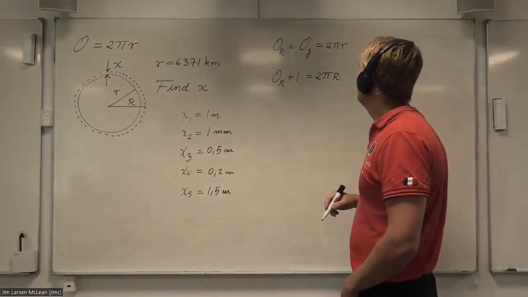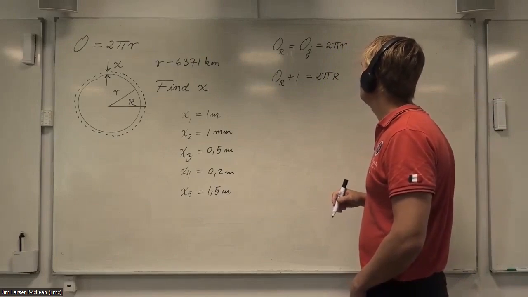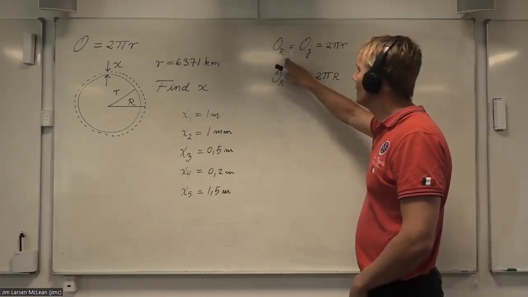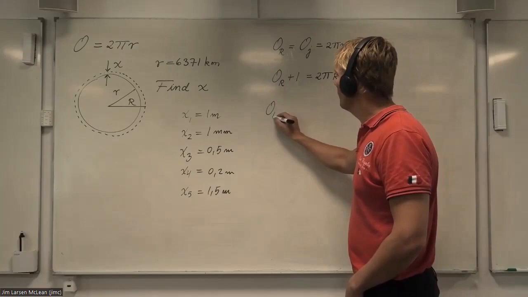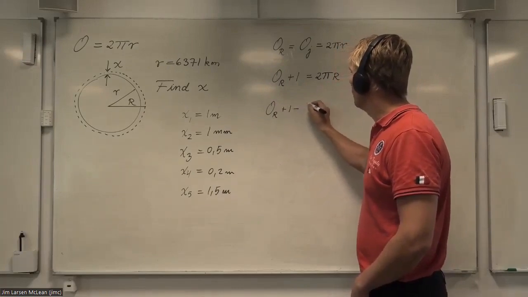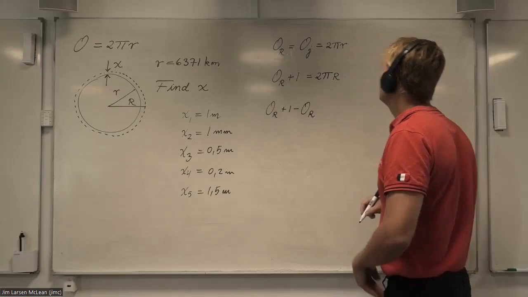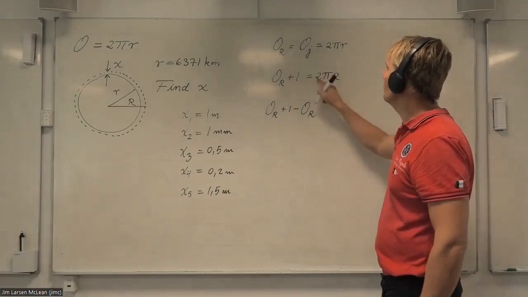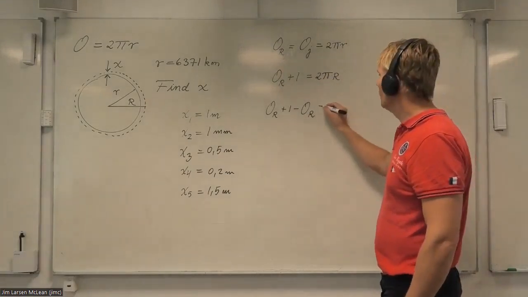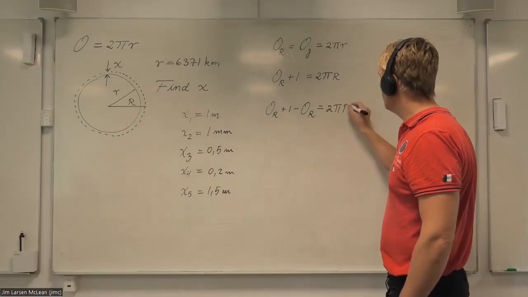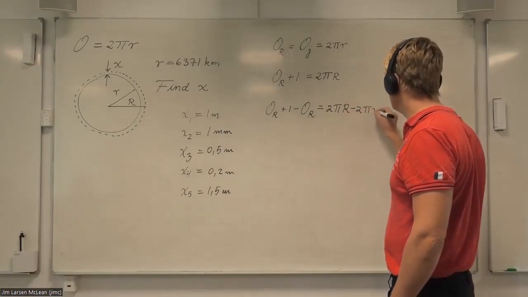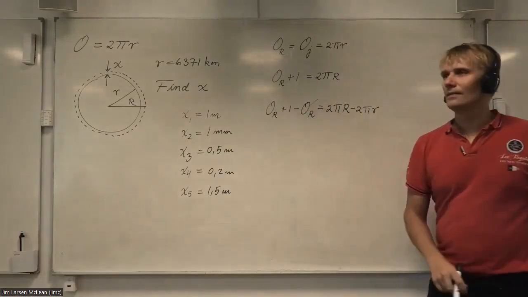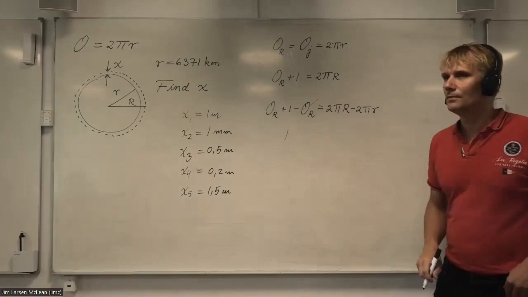I can now subtract the two equations from one another. If I take this and subtract that from it, what do I get? On the left, it's the surrounding circumference plus 1 minus the surrounding circumference. So it must be that one minus that one. And then on the right, I also have to say this one minus that one, so it must be 2 pi R minus 2 pi r. I can now see that the circumference of the circle cancels out, and there's just an innocent one left here.